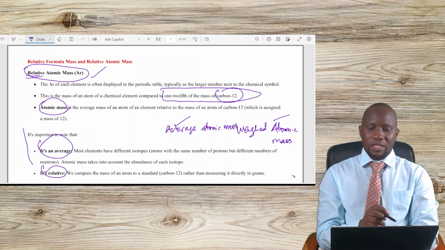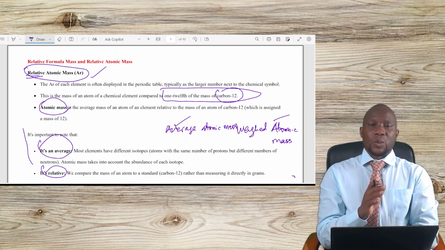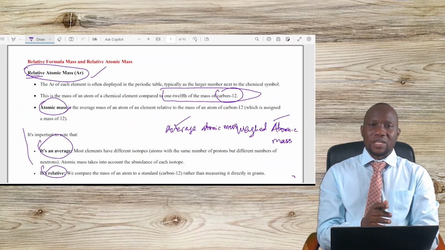So you know why we call it the average atomic mass. You know why we actually call it the relative atomic mass, and you also know the term atomic mass. Okay, so these numbers are usually given in the periodic table. You don't need to memorize them. Sometimes they actually have decimal points.